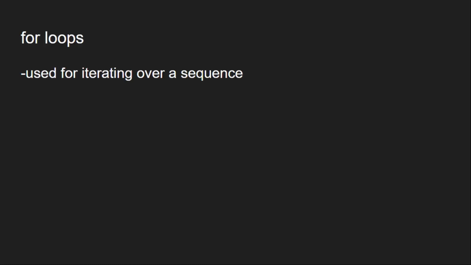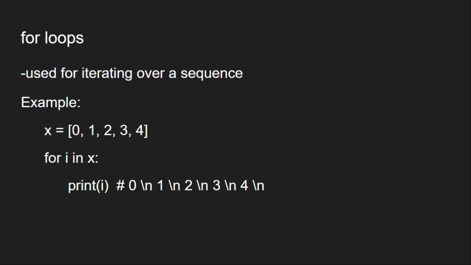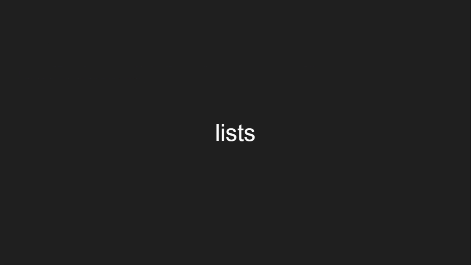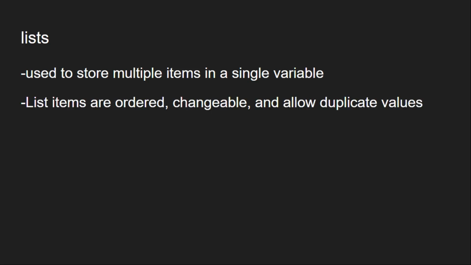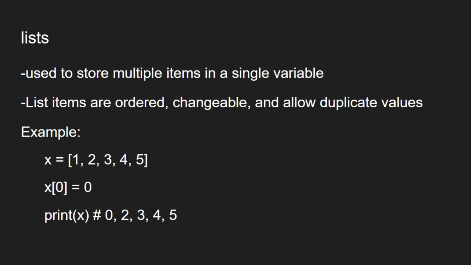A for loop is used for iterating over a sequence, that is either a list, a tuple, a dictionary, a set, or a string. Lists are used to store multiple items in a single variable. List items are ordered, changeable, and allow duplicate values. You can access an item inside a list by typing the list name, then square brackets containing the index of the item you want to access.